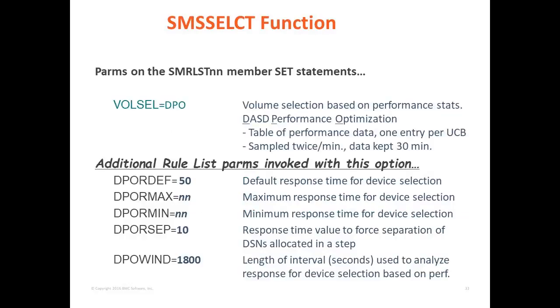DPO stands for DASD Performance Optimization. When used with volcel, you can allocate datasets based on volume performance. DPO is based on real-time performance statistics. If DPO is selected, and it works with the CritList, SRM Allocation looks at the other DPO params to determine placement of the datasets based on DASD response times.